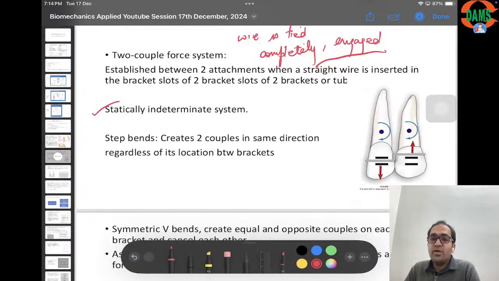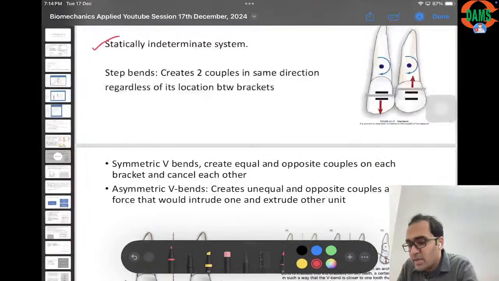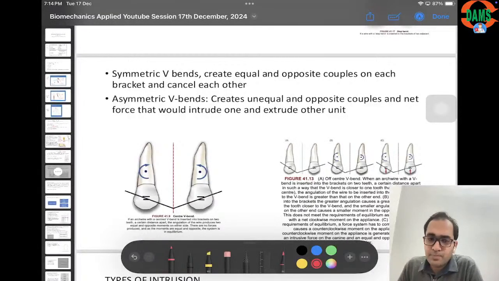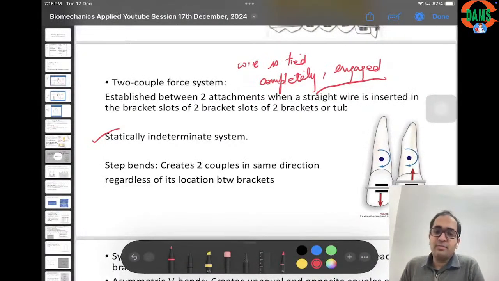So as I told you, in between two brackets we can have either a step bend or a V bend. Now the V bend can be symmetric or asymmetric in nature. Symmetric V bends will be the one in which the tip of the V is between the two teeth, that is at equal distance. And asymmetric will be the tip is not at the center, it is at some distance or closer to one tooth as compared to other. So it will exert different kinds of force system and create different kind of movement on each of the different teeth.